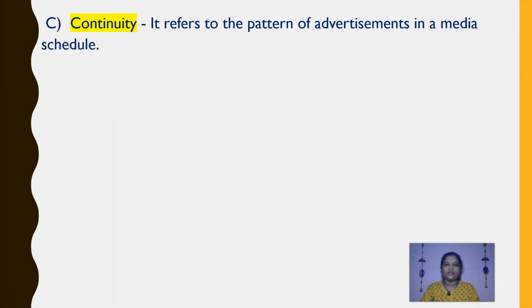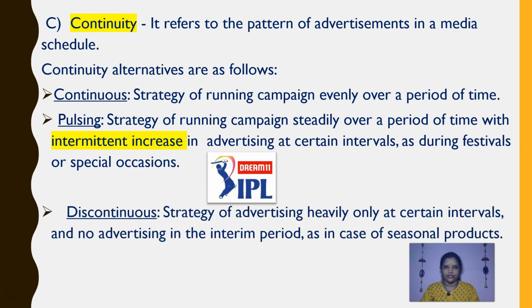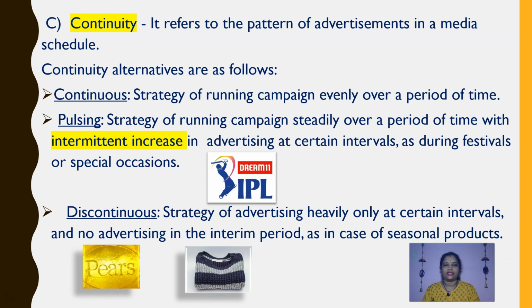Then we also have the third important aspect called continuity. This continuity refers to the pattern of advertisements in a media schedule, right? So there are some continuity alternatives. The first one is continuous. It is the strategy of running a campaign evenly over a period of time. If you have seen some favorite or popular advertisements on television especially, you see them constantly there, for example Synthol, or Lifebuoy, or a particular Castrol lubricants or Servo lubricants. They're constantly there over a period of time.